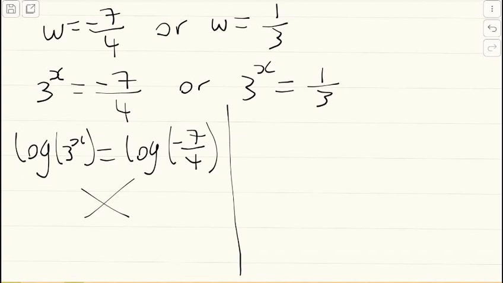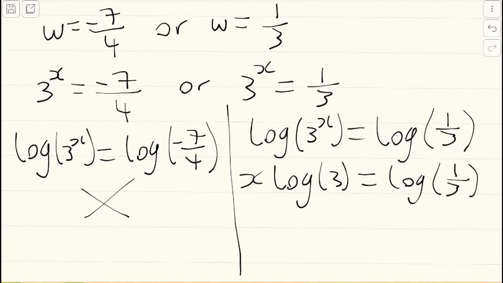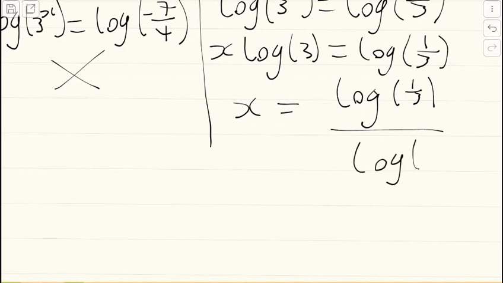But if you don't spot that, not to worry. You can use the idea of taking logs of both sides, which I'm going to do. So log of 3 to the x equals log of a third. x log of 3 equals log of a third, again just using my log laws there. And then I get that x is equal to log of a third over log of 3. And my calculator will give me that x is equal to minus 1 exactly. So in this question, this is the only solution.